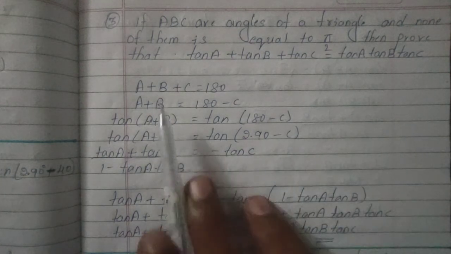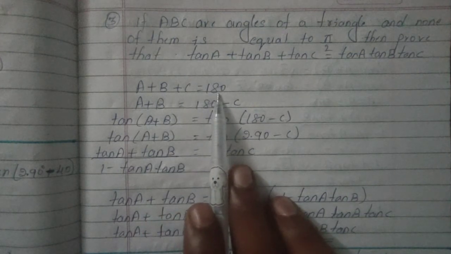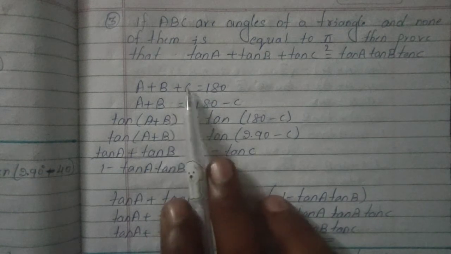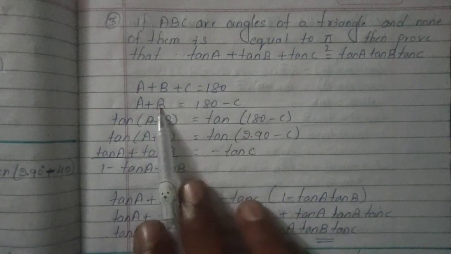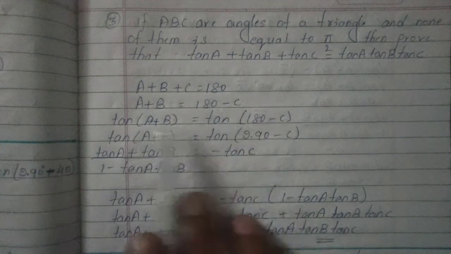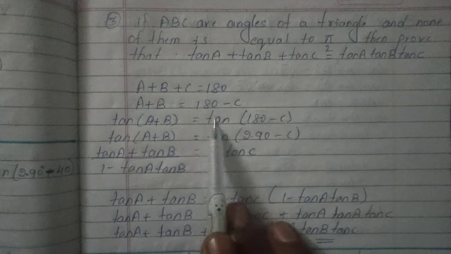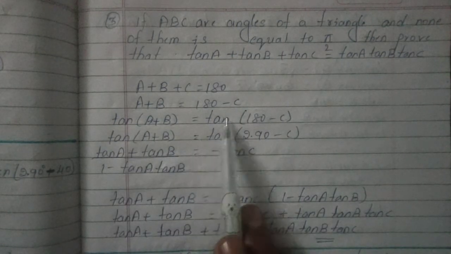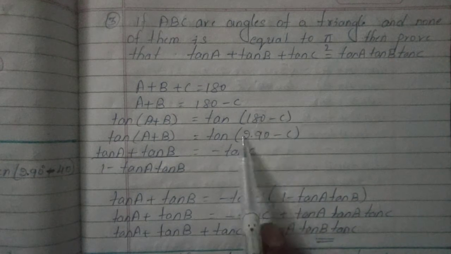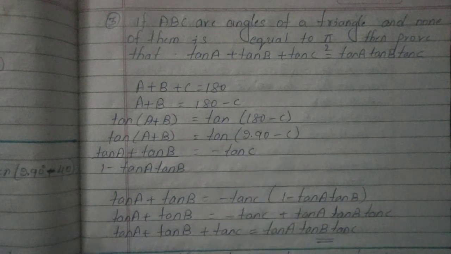Now I am taking A plus B plus C equals 180 because the sum of three angles of a triangle is 180. I am transposing C to the right hand side. A plus B equals 180 minus C. Both sides I am taking tan. So tan(A plus B) equals tan(180 minus C). Can I write 2 into 90 minus C? 2 into 90 is 180.